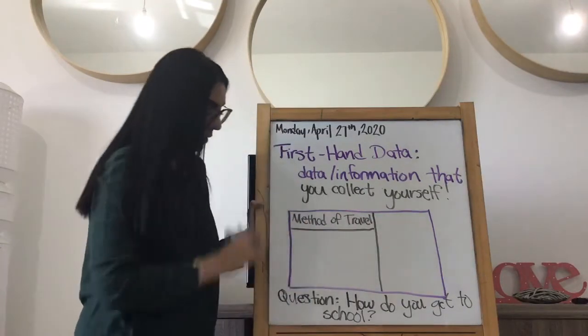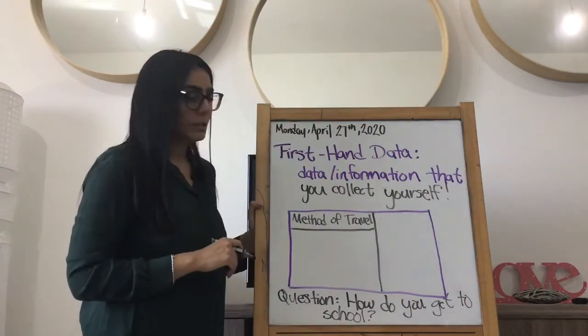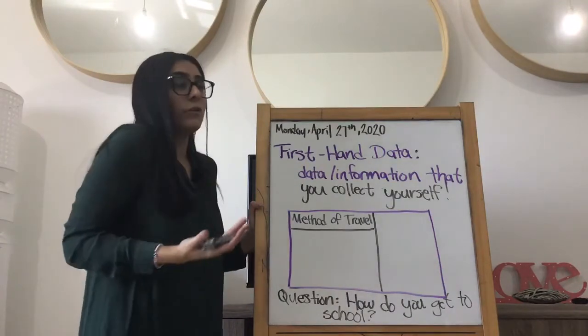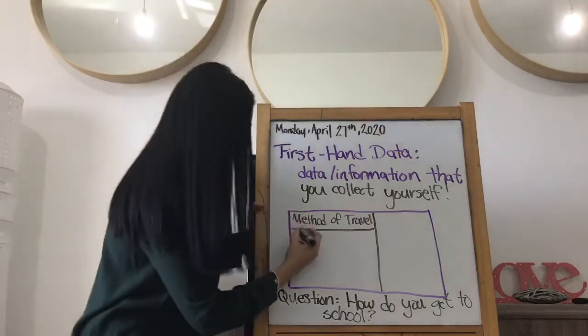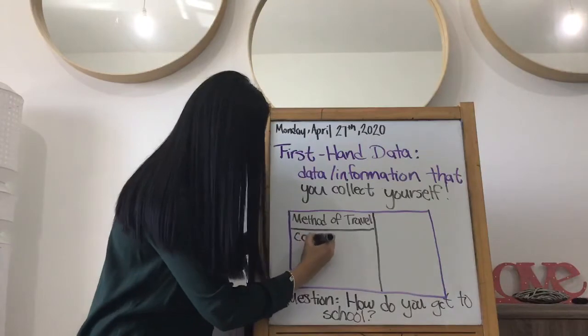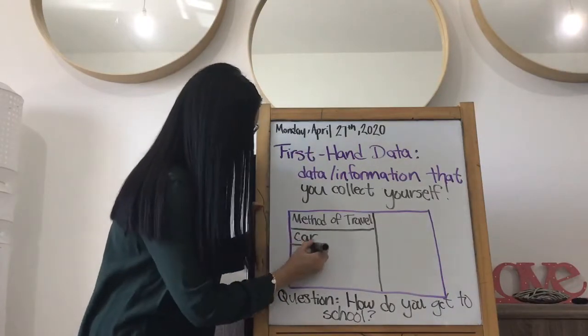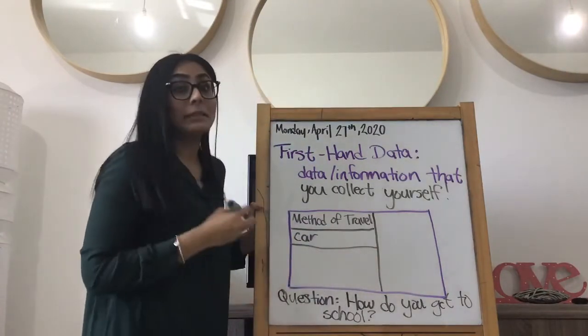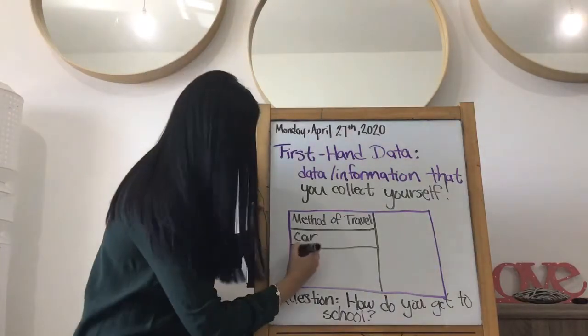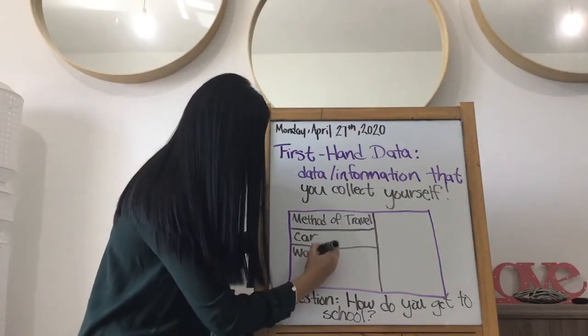So what do you think some possible options could be? And I'll just do this part in chunks. So what do you think some possible options would be? How do you think most students get to school? So definitely car, so maybe they get dropped off, right? Maybe you live really close to the school, so maybe you just walk. Maybe you just walk with your parents.